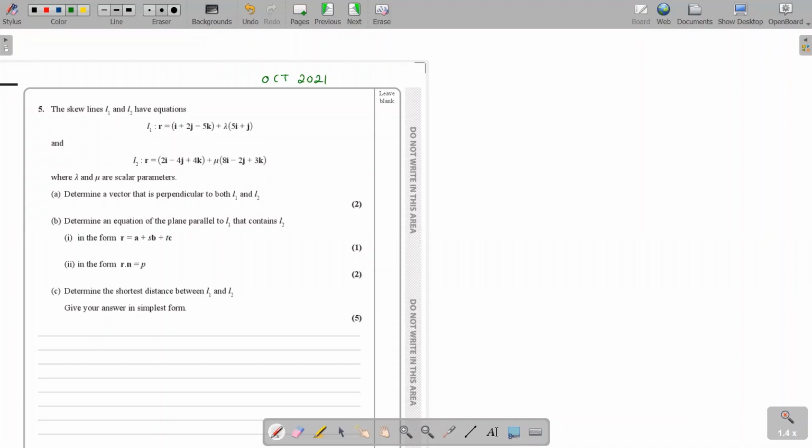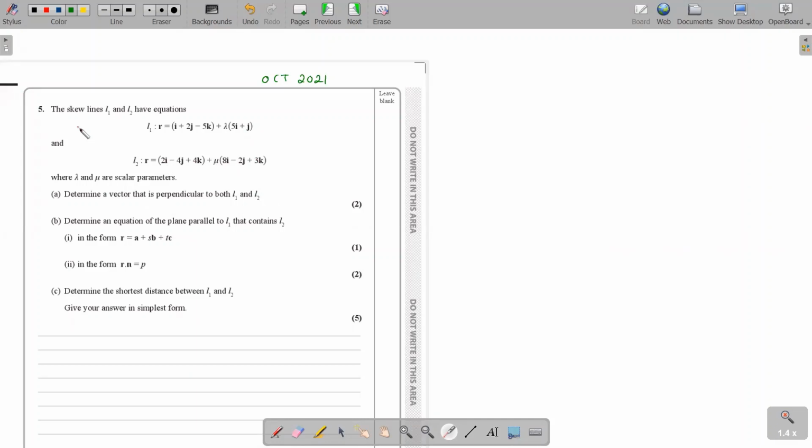Okay, so now I'm moving on to question number 5 in the F3 October 2021 paper. They say the skew lines L1 and L2 have equations: L1 is r equals i plus 2j minus 5k plus lambda times 5i plus j. Line 2 has equation r equals 2i minus 4j plus 4k plus mu times 8i minus 2j plus 3k. My first question to you is, what do you mean by skew lines?